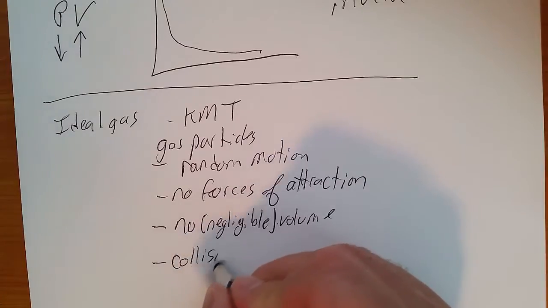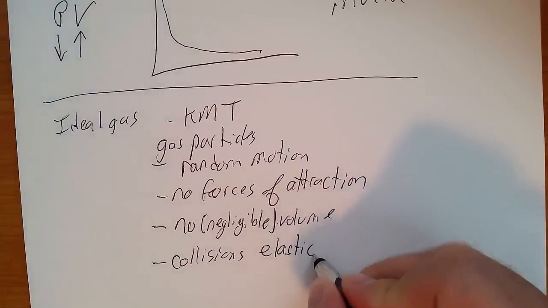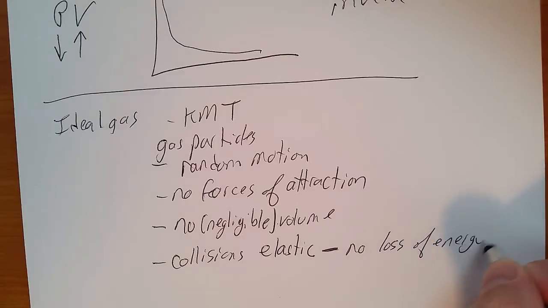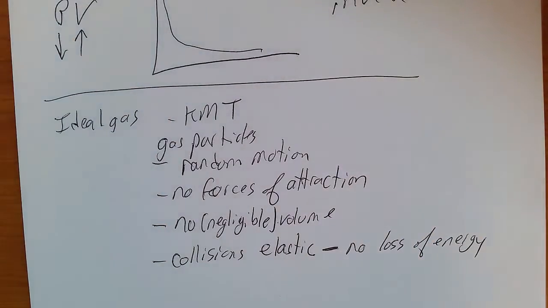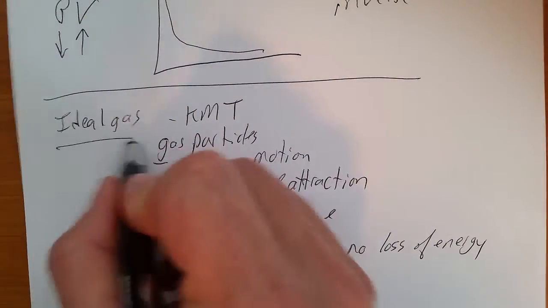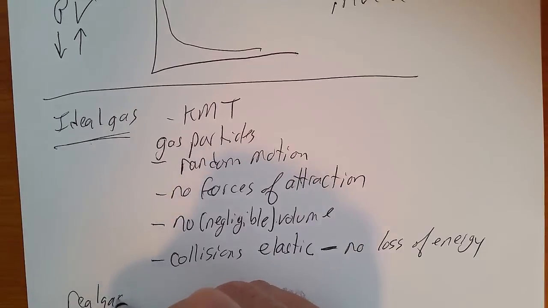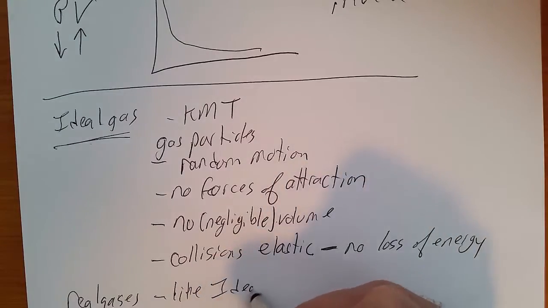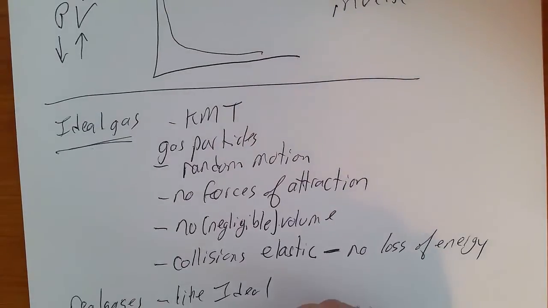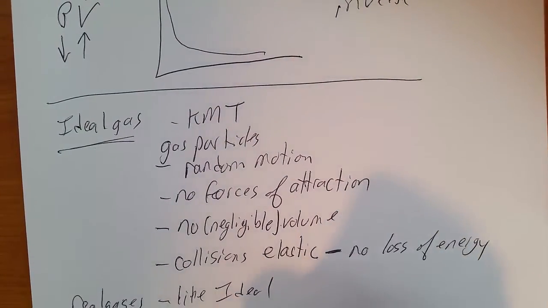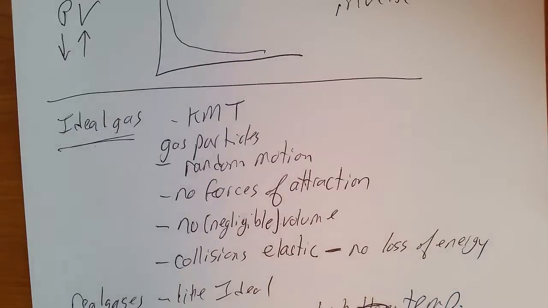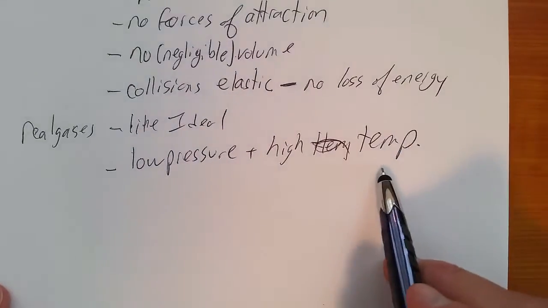And the collisions are elastic. That means no loss of energy when they collide or bump into each other. Now, real gases, now I think to remember, ideal gases don't exist, but real gases are most like ideal gases when there's low pressure and high temperature. Okay, low pressure, so they're not going to be close together. There won't be forces of attraction between them. And a high temperature because they're going to move faster.